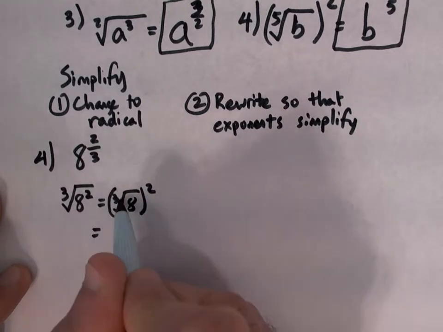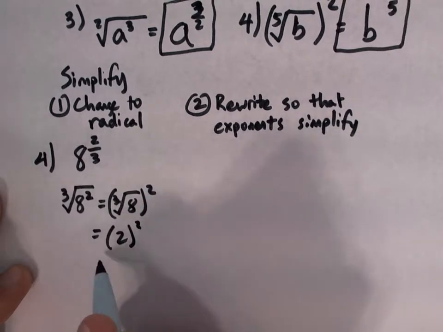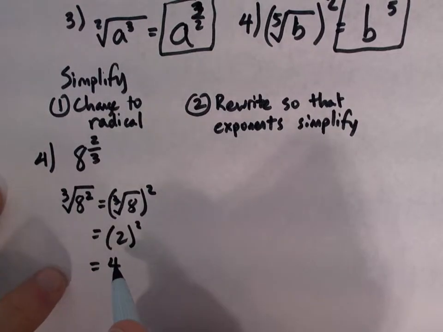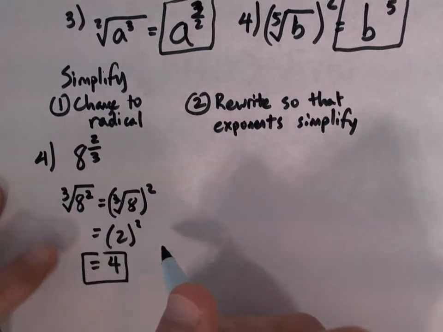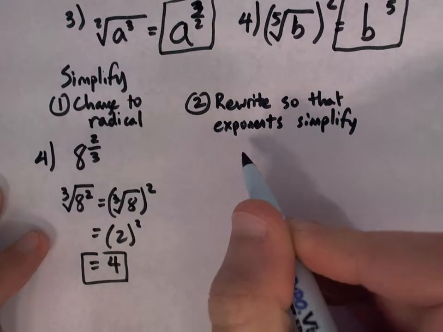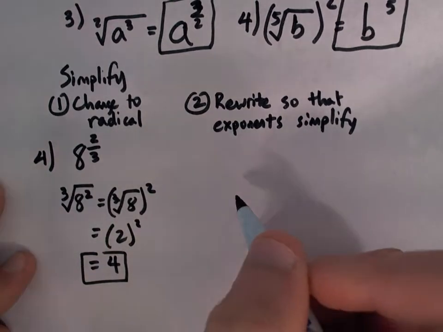So the cube root of 8 is just 2, squared. So we're just going to get 4. I mean, you would have gotten 4 this way too, but I think it's a little bit easier to work with this one. Okay, method 2, I can rewrite so the exponents simplify.